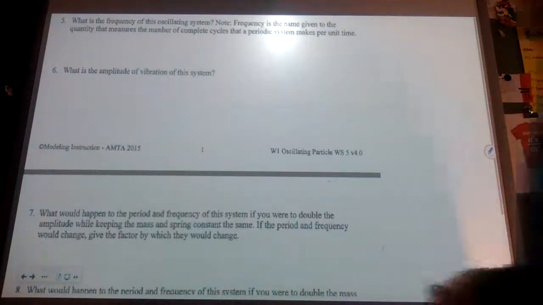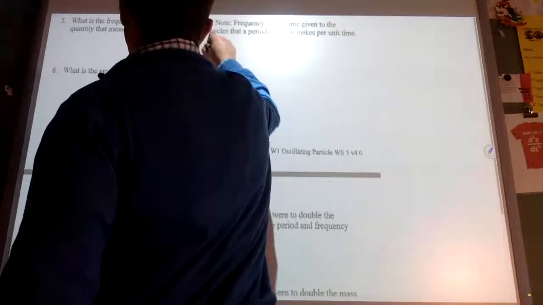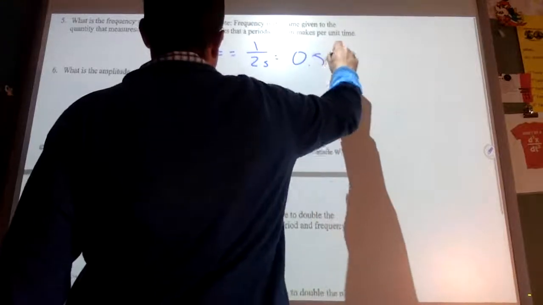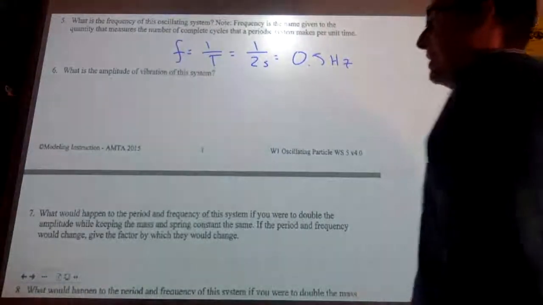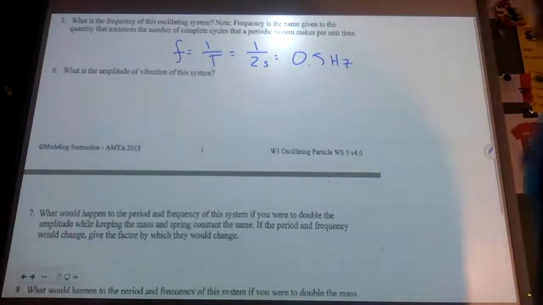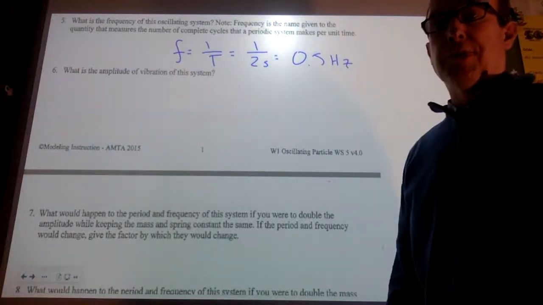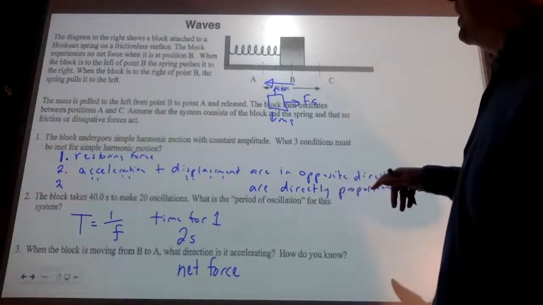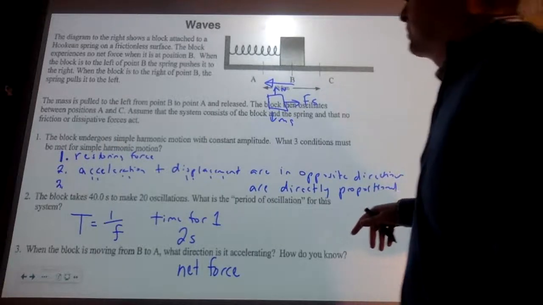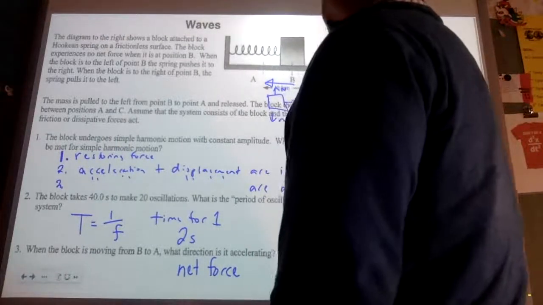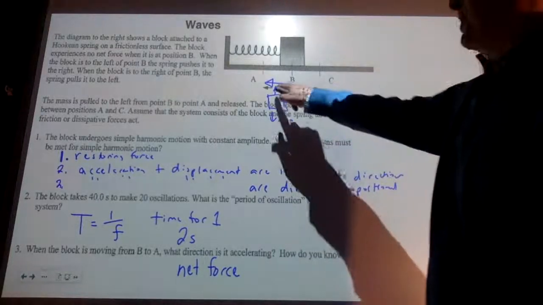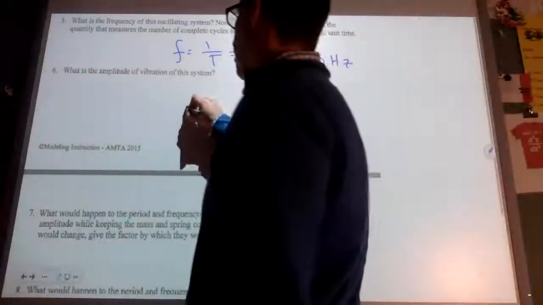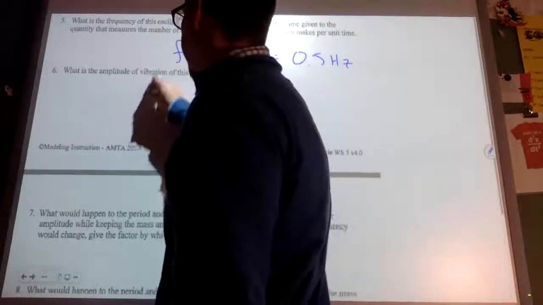What is the frequency of this system? So frequency is going to be 1 over T. So 0.5 hertz. What is the amplitude of vibration? Amplitude is the original displacement, how far it was displaced. Looking at this, the whole thing's 40 centimeters, so that would mean that the displacement is 20 centimeters. So 0.2 meters would be A.